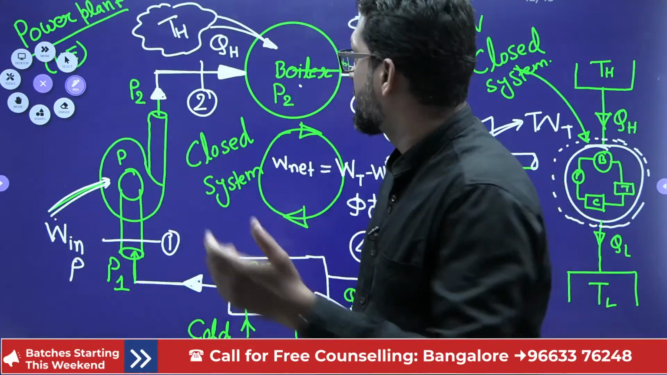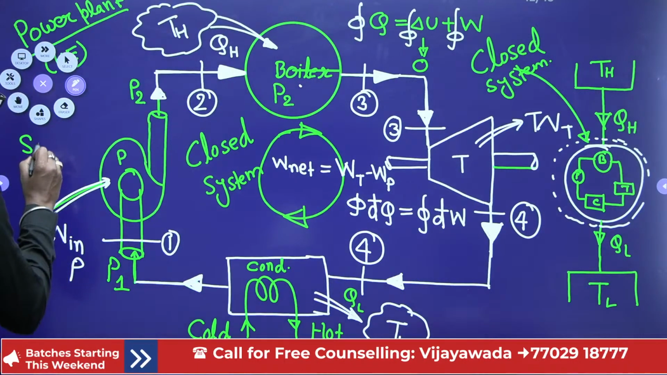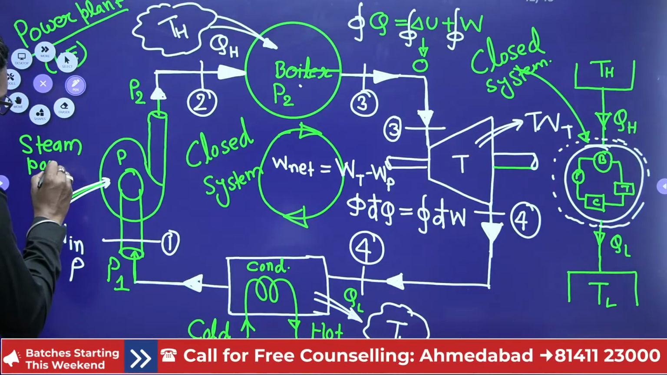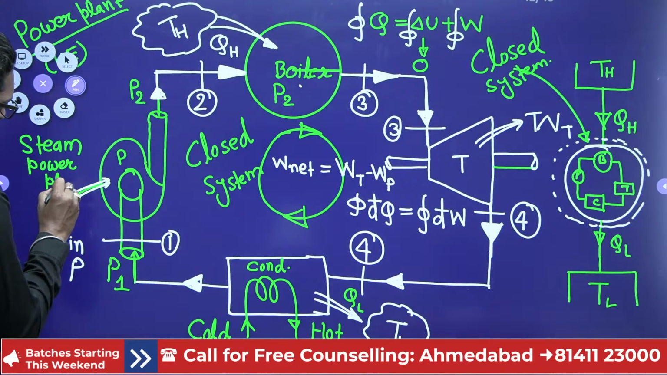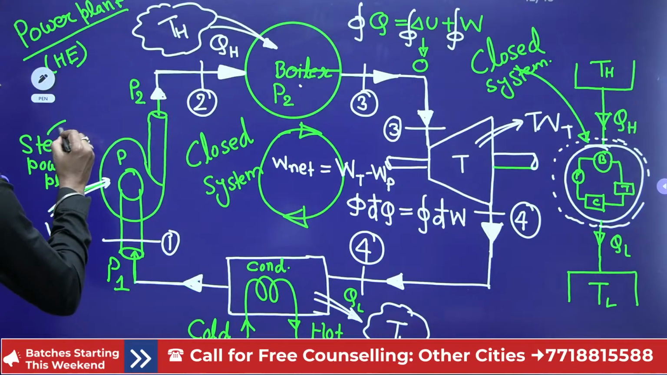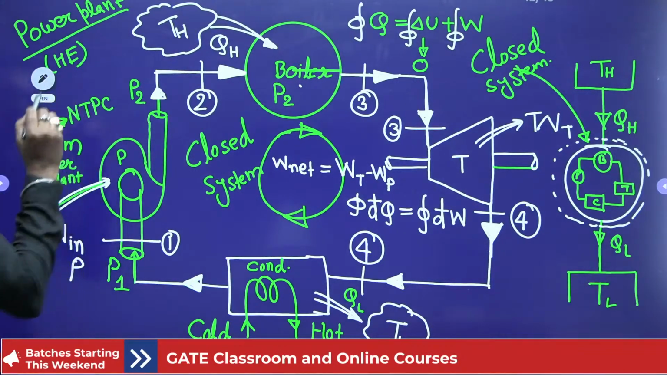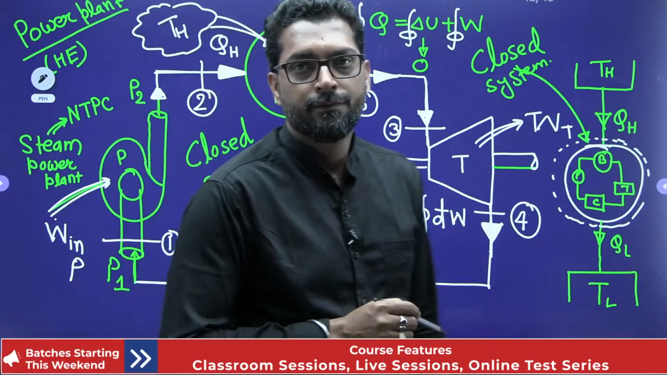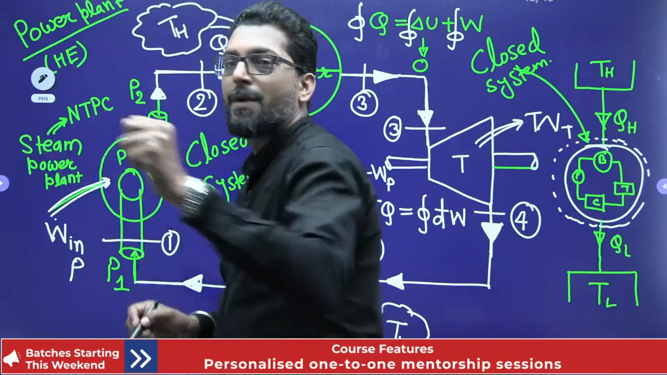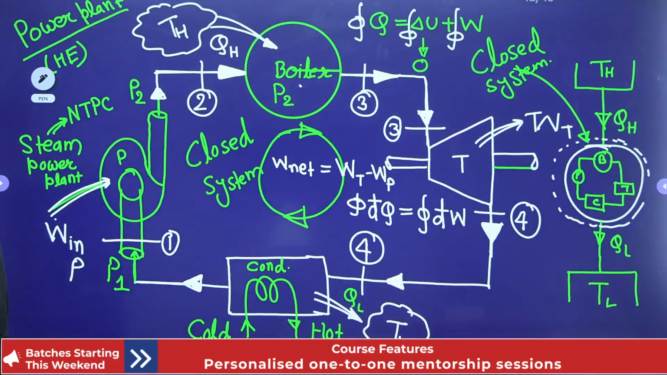So this is called a steam power plant. And a steam power plant is used in NTPC, National Thermal Power Corporation. So a steam power plant is an example of a reversible cycle.